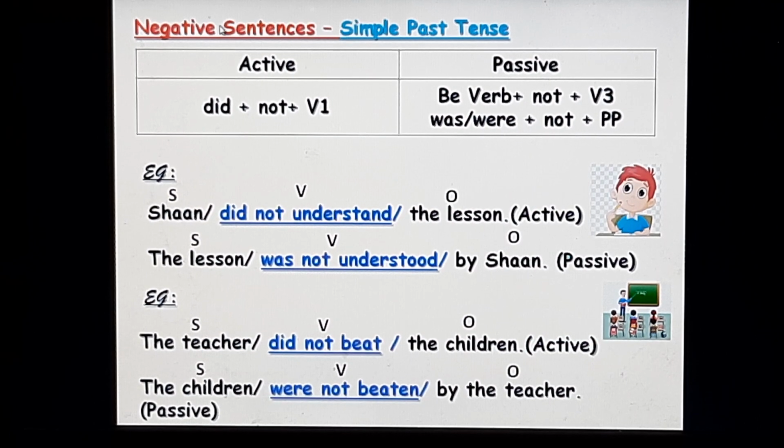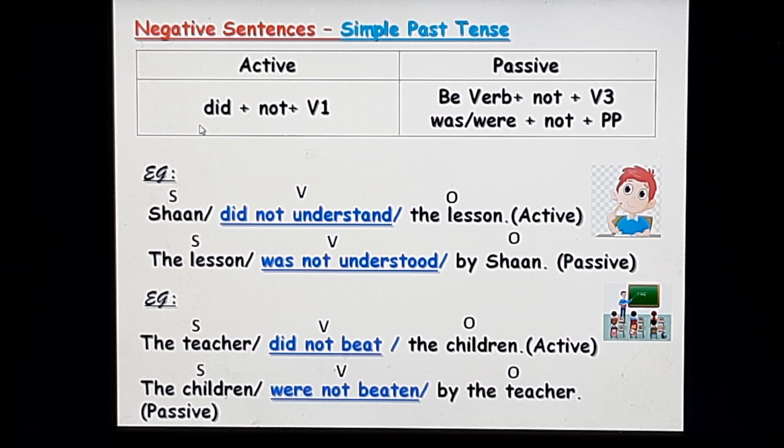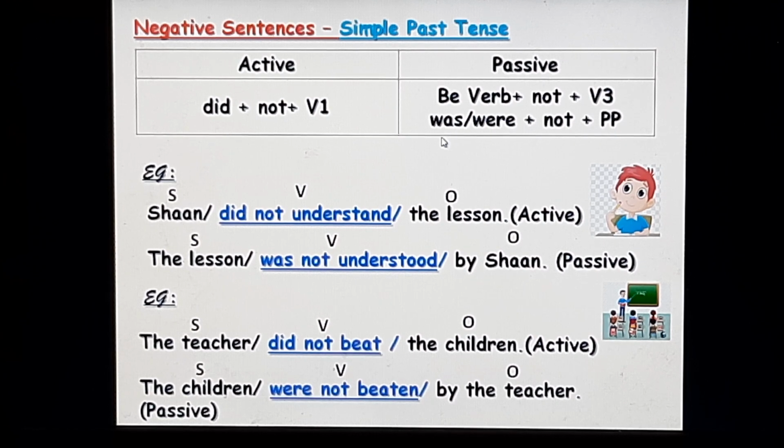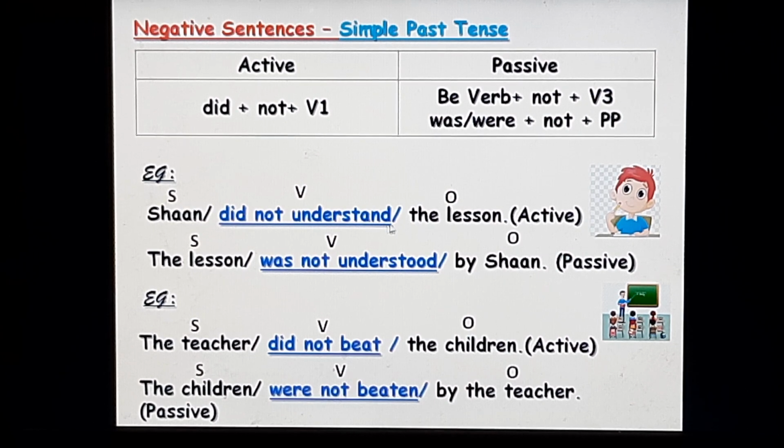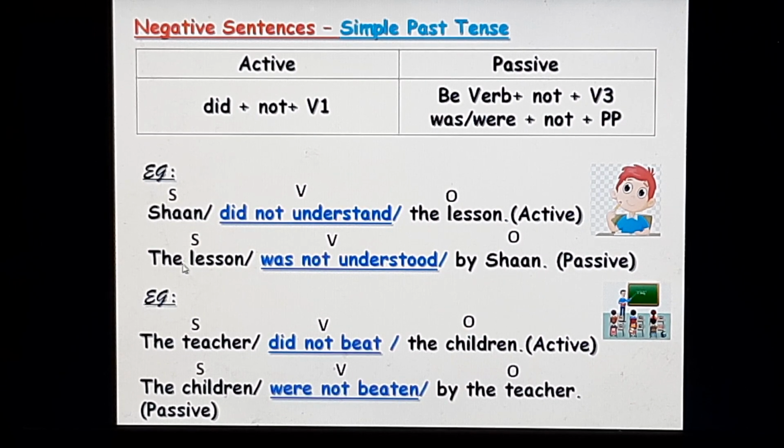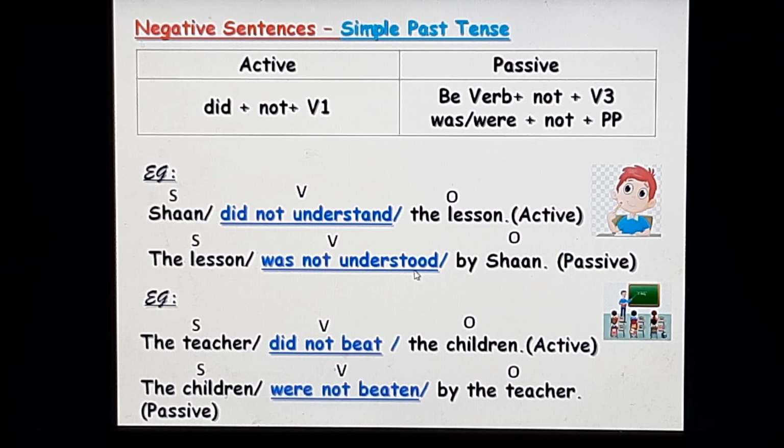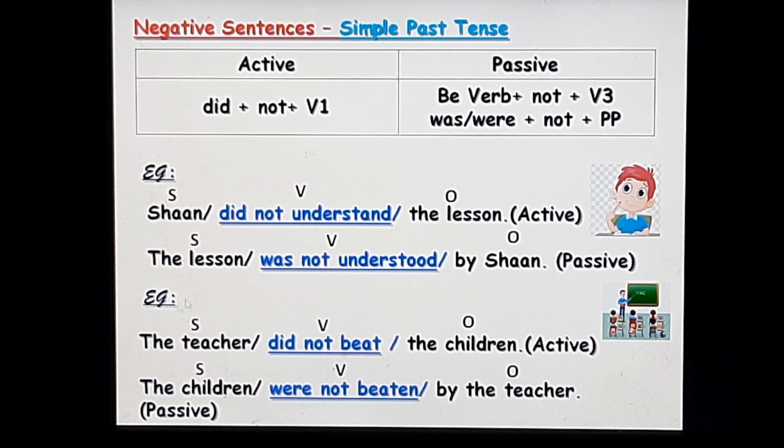Now let's see the negative sentences in the simple past tense. In the active, your verb will be did plus not plus V1. In the passive, it will change into was or were plus not plus the past participle form. Let's see the examples. Shan did not understand the lesson. The passive, the lesson is singular, so we use was plus not plus the past participle of understand is understood by Shan. The lesson was not understood by Shan is the passive.